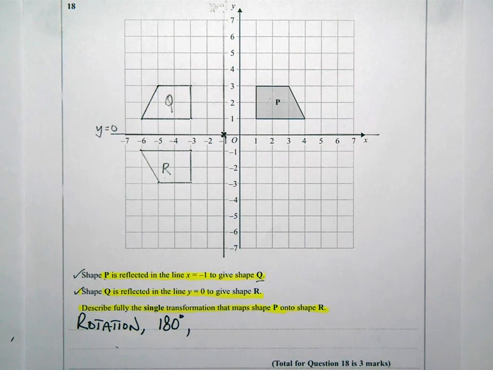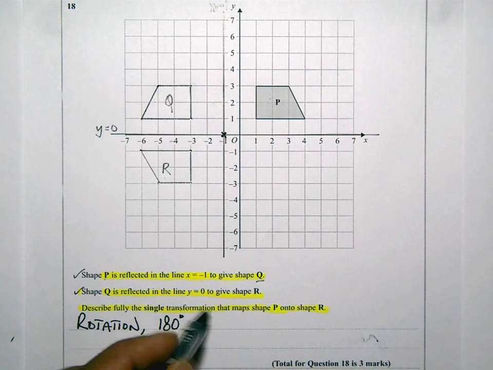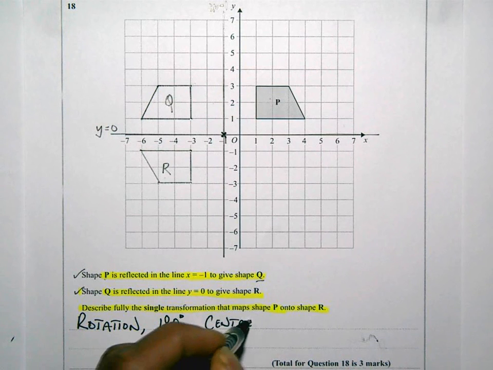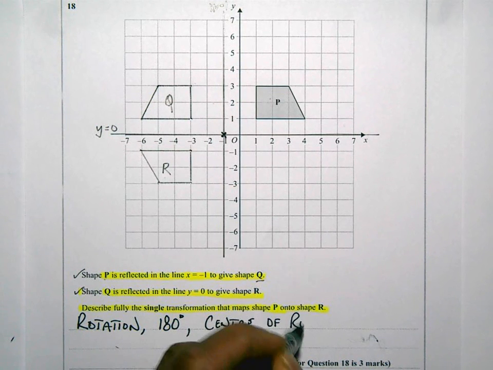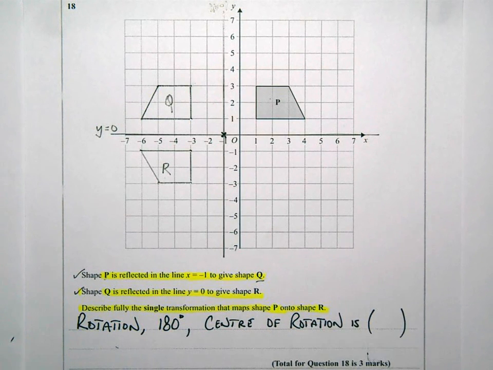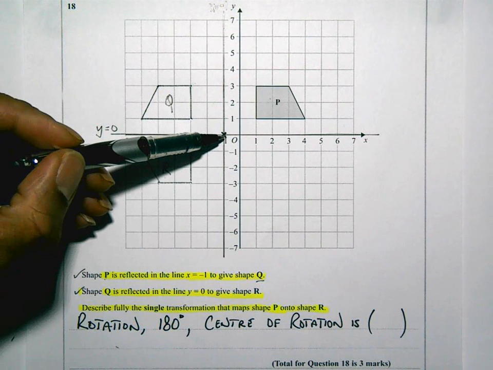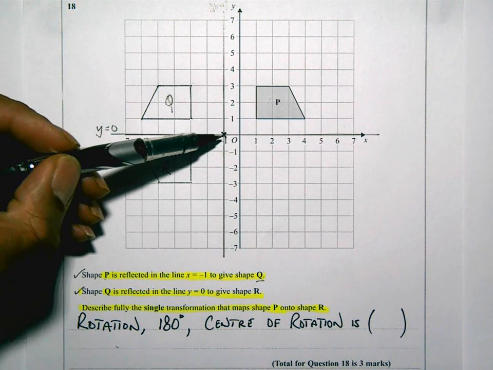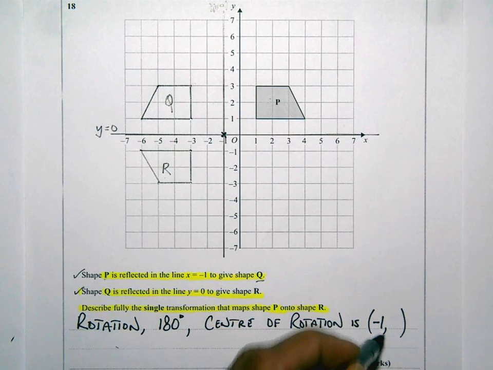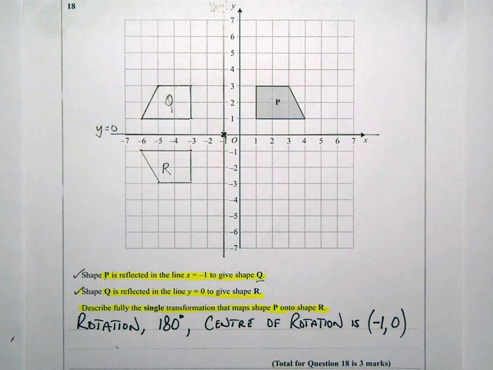And then the other bit of information is that the center of rotation is, I need to know the coordinates of that point. The coordinate of that point is 1 along, or -1, 0. -1, 0. And that's the coordinates of the center of rotation. And that's the answer to that particular question. There was quite a lot in there, but if you break it down into bits, take your time, it is pretty straightforward to get full marks in this.